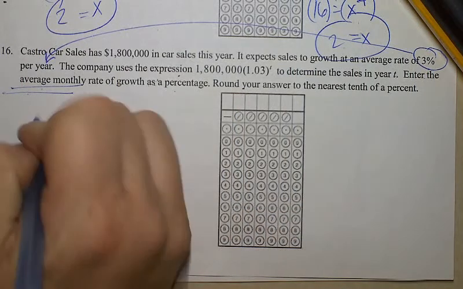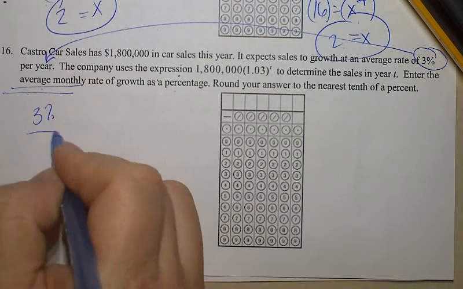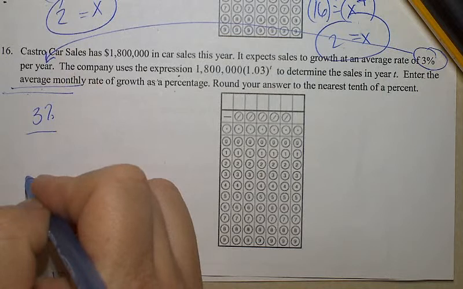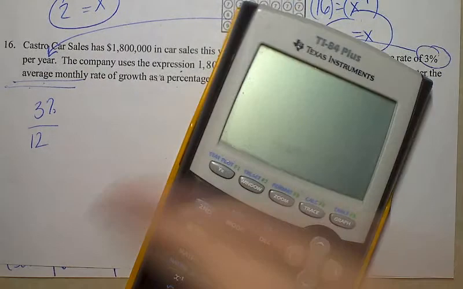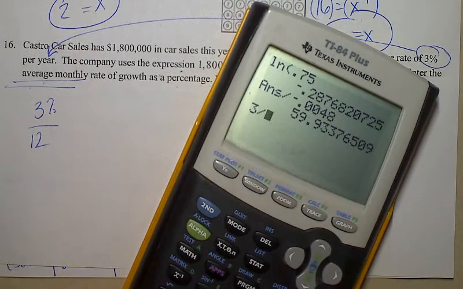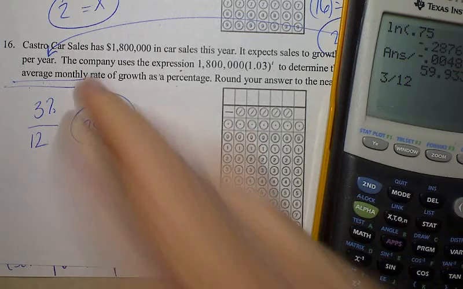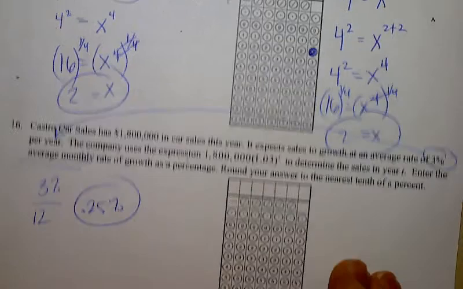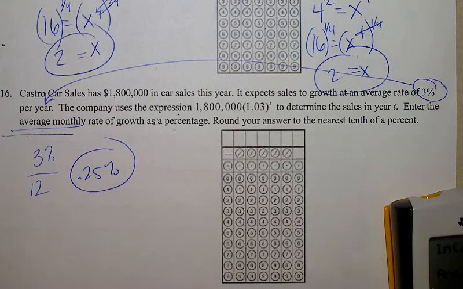Okay, so we have 3%, and we're going to take that 3% right now and divide it by 12. So 3 divided by 12 is 0.25%. So here's my answer. Now we have to answer it in the terms they would like. Round your answer to the nearest tenth of a percent.